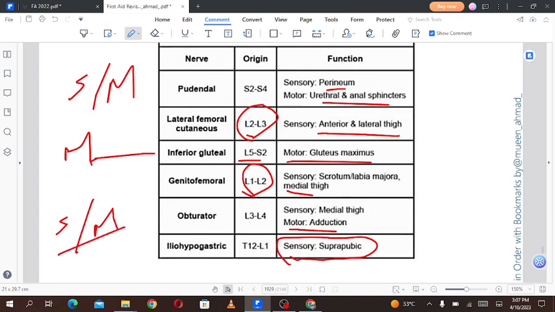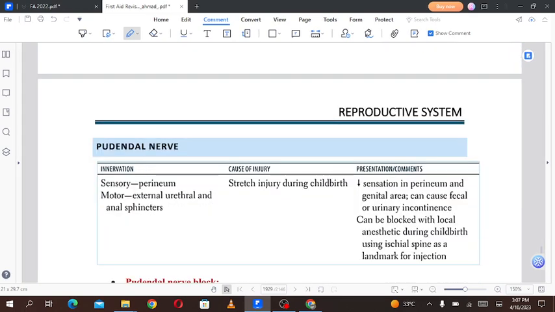So the only exclusive motor nerve to the perineum, to the pelvic area, is the inferior gluteal nerve that provides motor innervation to the gluteus maximus muscle. And then we have the pudendal nerve and obturator nerve, which are partially motor, like they perform motor function: obturator is for adduction and the pudendal nerve is for urethral and anal sphincter patency. So see this table please.